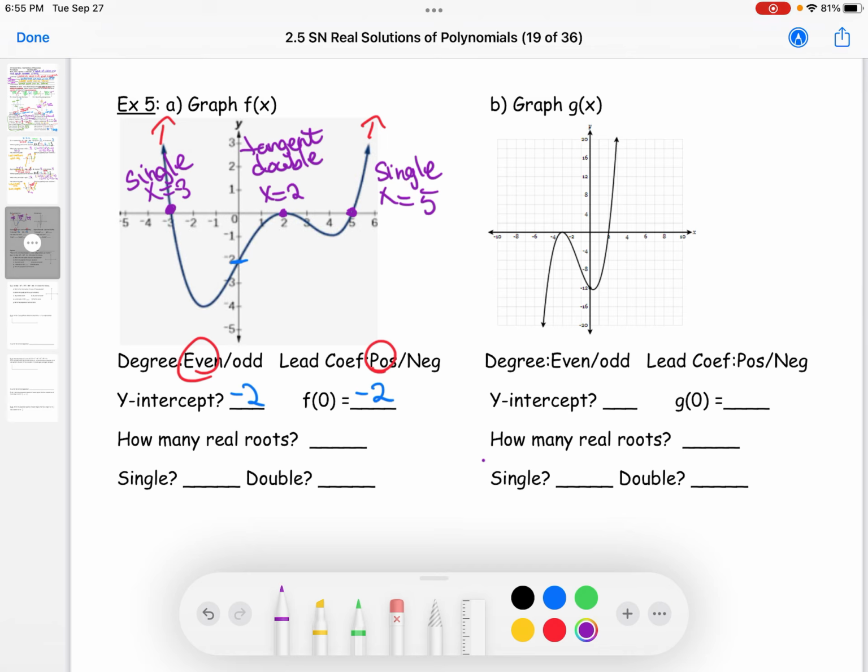at x equals 5. So there are 4 real roots: 2 singles that count as 1 each, and then 1 double that counts as 2. So that really is a total of 4 roots.